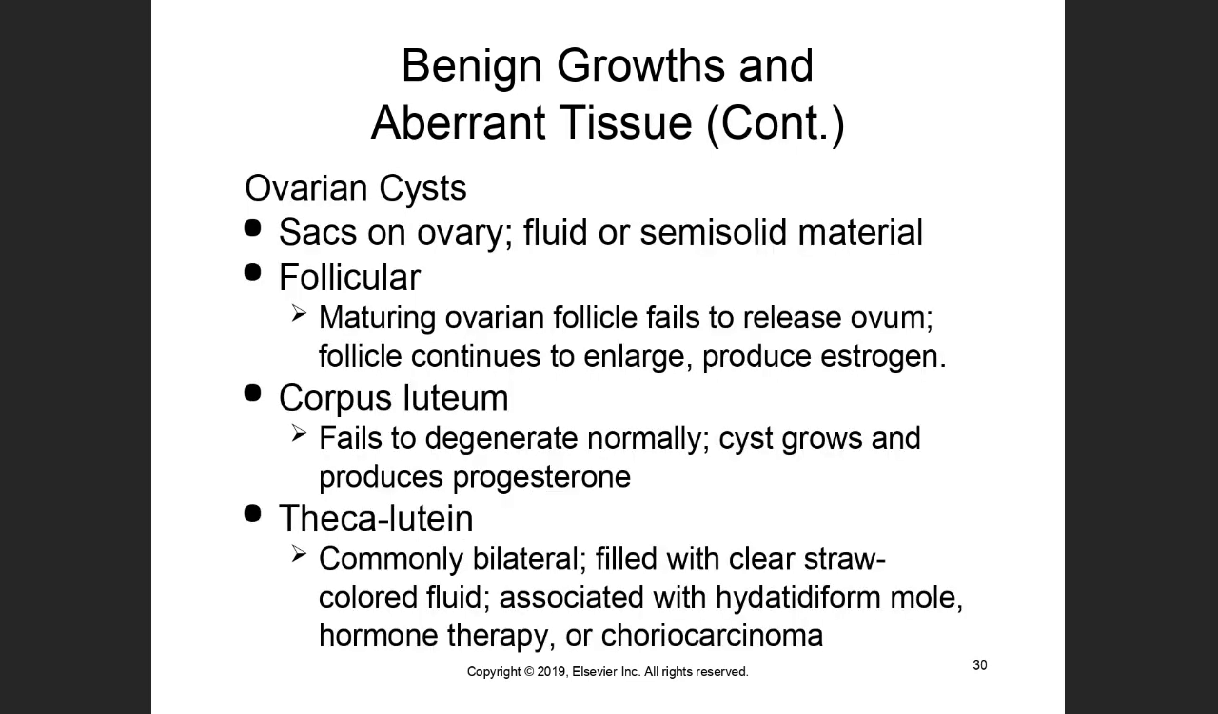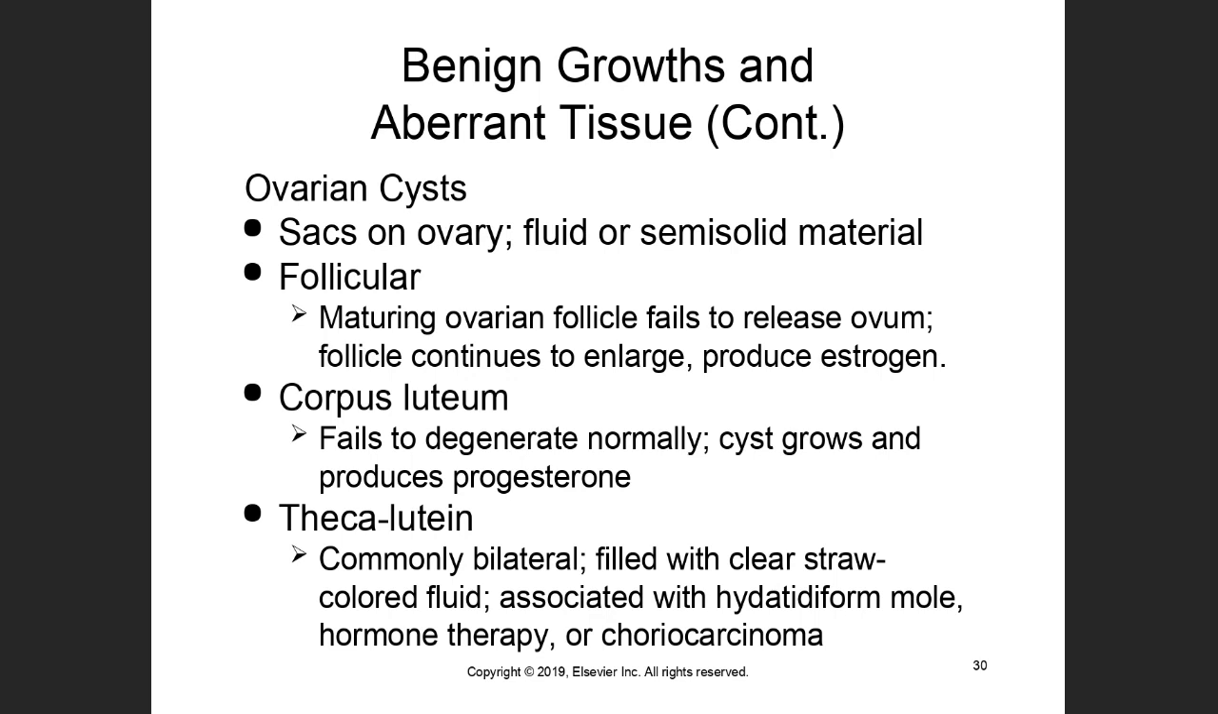Ovarian cyst. An ovarian cyst is a sac in the ovaries. The most common ones are the follicular, the corpus luteum, and the theca lutein. Follicular: a maturing ovarian follicle failed to release the ovum. Follicles continue to enlarge and produce estrogen. Corpus luteum is failing to degenerate normally.